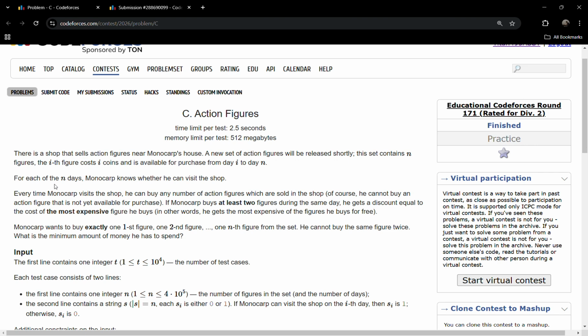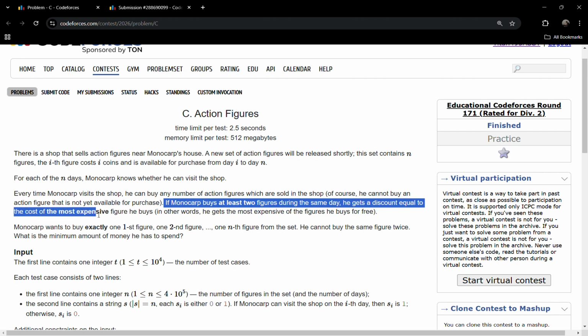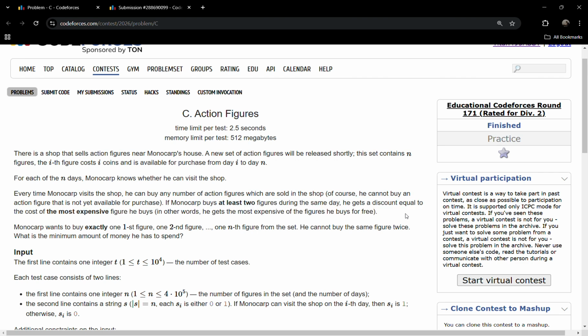So for each of the n days, Monocarp knows whether he can visit the shop or not. Every time Monocarp visits the shop, he can buy any number of action figures which are sold in the shop. Of course, he cannot buy an action figure that is not available yet. If Monocarp buys at least two figures during the same day, he gets a discount equal to the cost of the most expensive figure he buys. In other words, he gets the most expensive of the figures he buys for free.